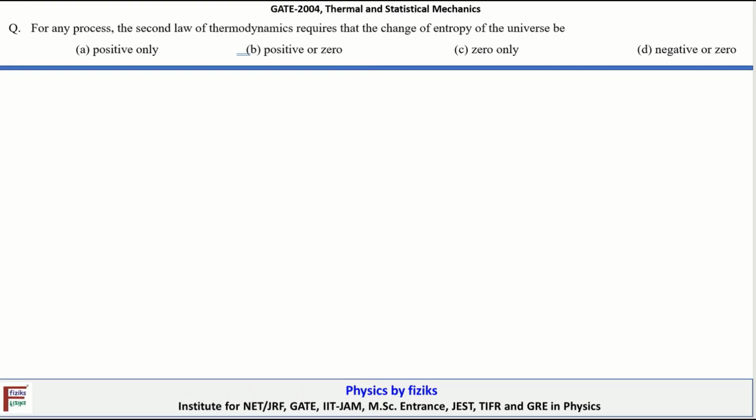So in this video we are going to discuss the questions which appeared in thermal and statistical mechanics in GATE 2004 examination. Okay, so let's continue with the first question, for which the statement is: for any process the second law of thermodynamics requires that the change in entropy of the universe will be.